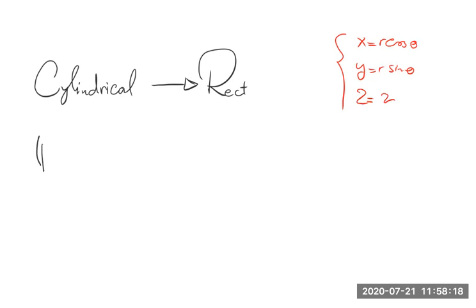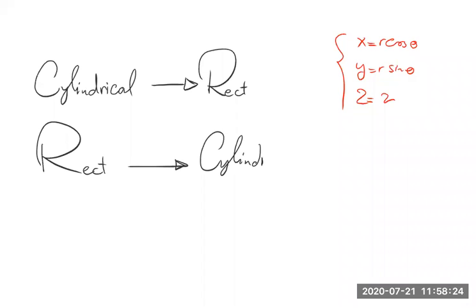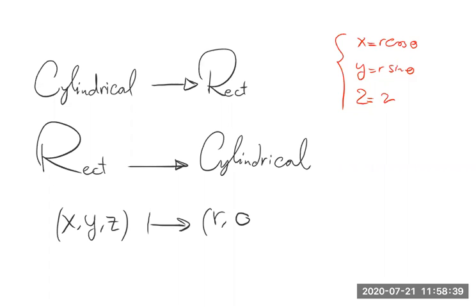But what about the other direction? How can we go from rectangular coordinates to cylindrical coordinates? How can we go back? Well, look at x and y. Rectangular coordinates means we have x, y, and z. We want to find r, theta, and z. Well, z is given already, so there is no problem about z. We need to find r and theta.